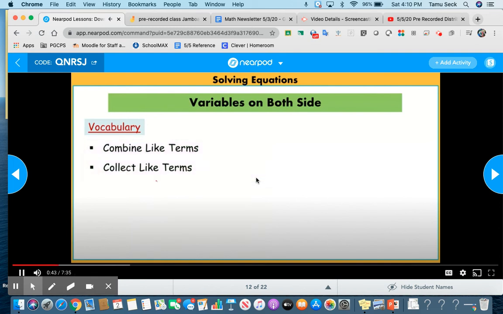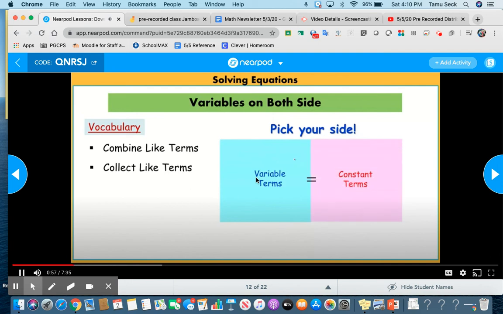Okay, and like I said, since we're going to deal with variables on both sides of the equation, what you have to do is pick your side. When I say pick your side, it doesn't matter which side you pick, but you're going to collect all your variable terms on one side and all your constant terms on the other. So that's kind of our whole chore, is to put all our variable terms, those terms that have variables, on one side, and our constant terms on the other side of an equation.